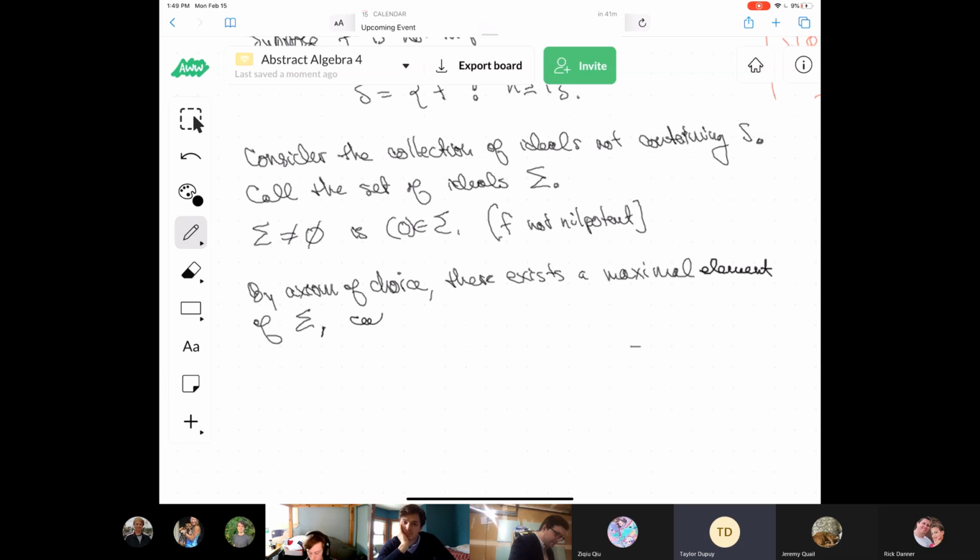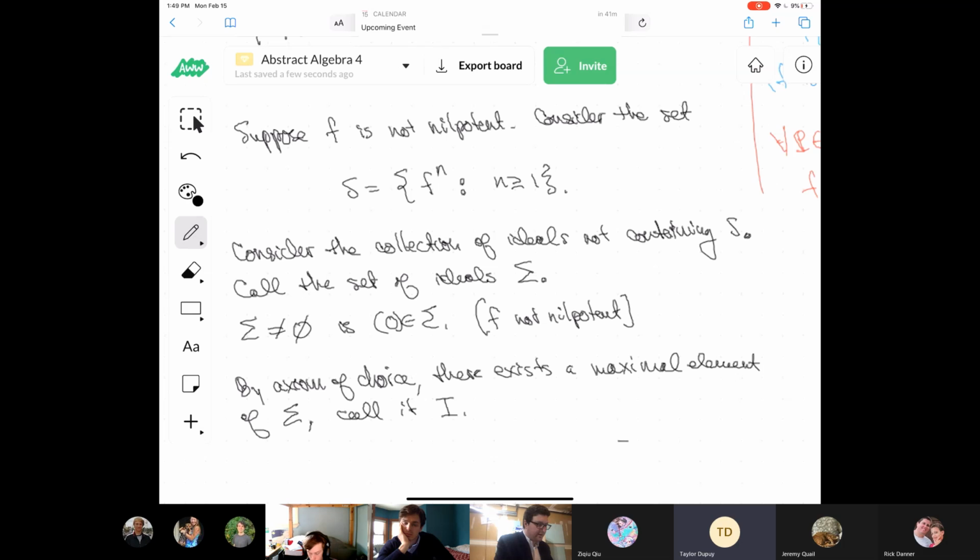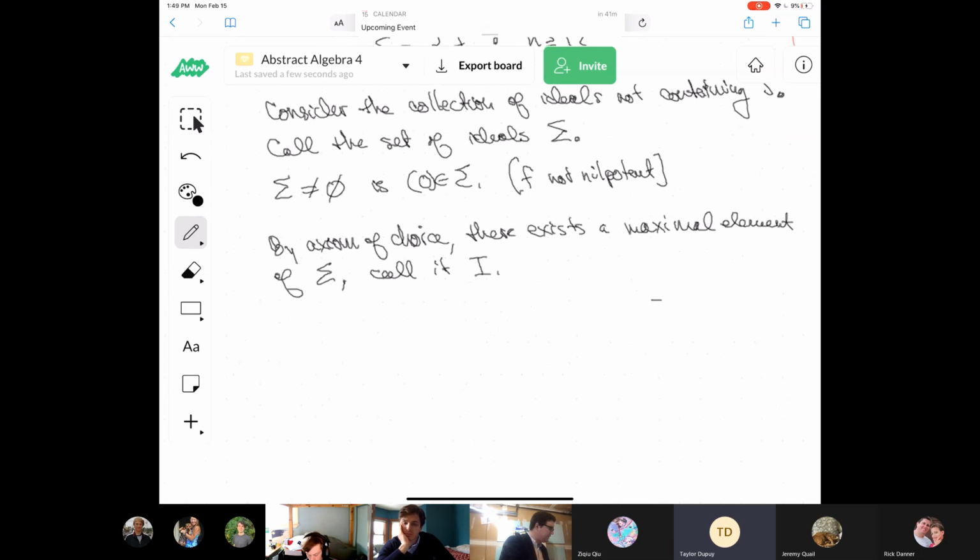Let's call it I. It doesn't have to be a maximal ideal, it's just an ideal. It's an ideal which is maximal with respect to the property of not containing the set S. So the claim that I'm going to show is that I is prime, and so this will be the prime ideal.